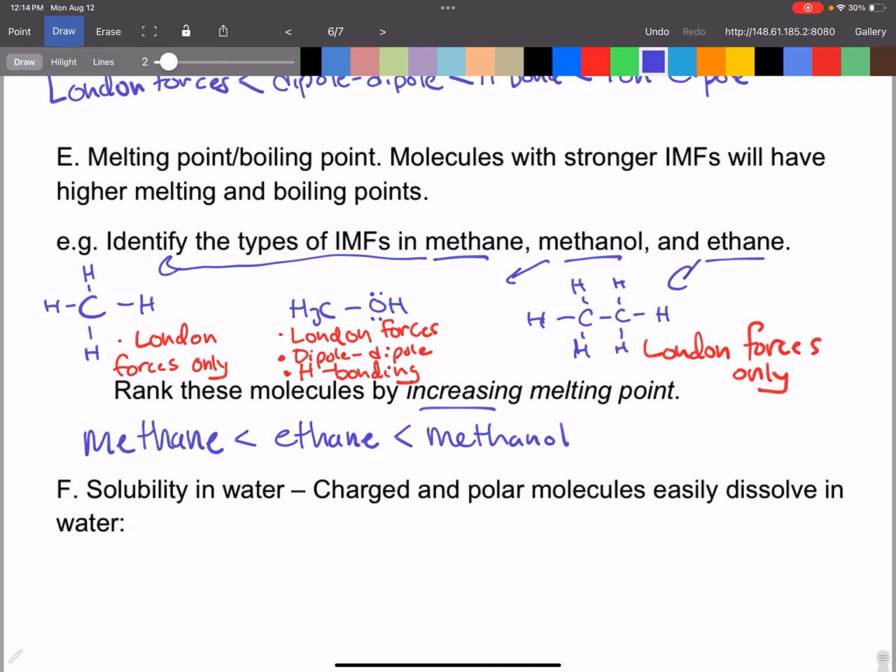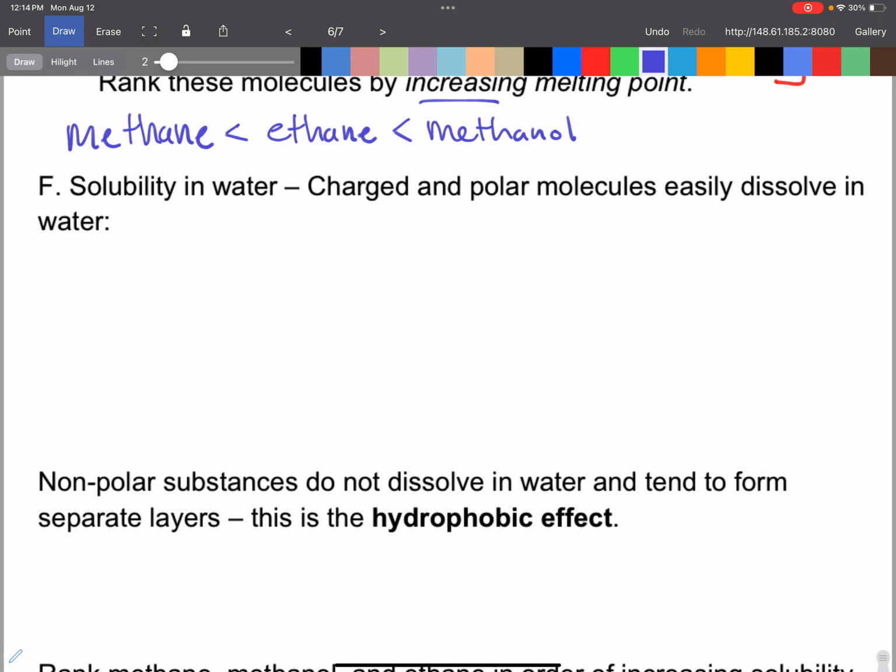All right, let's talk about solubility in water. In general, molecules that are charged or polar are going to easily dissolve in water because water has that strong dipole, and so it's good at interacting with charges. So let's say, for example, I had a sodium ion, Na+.